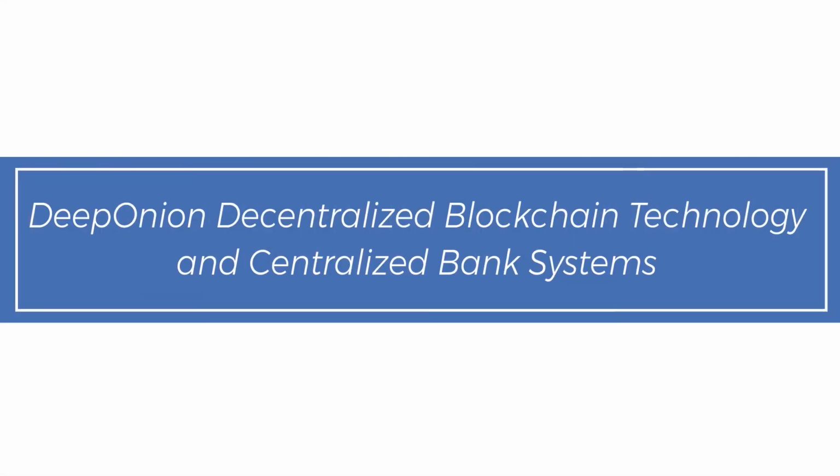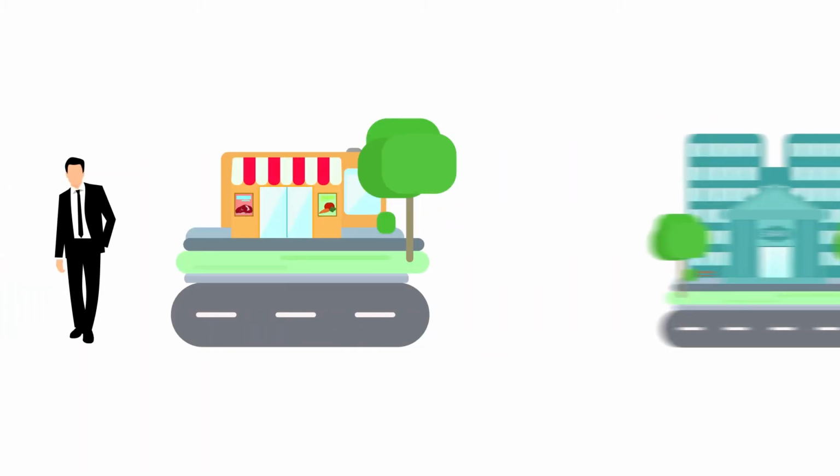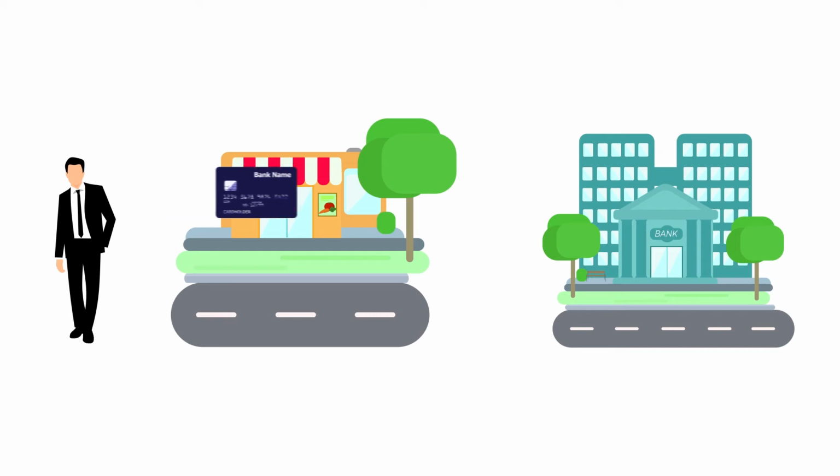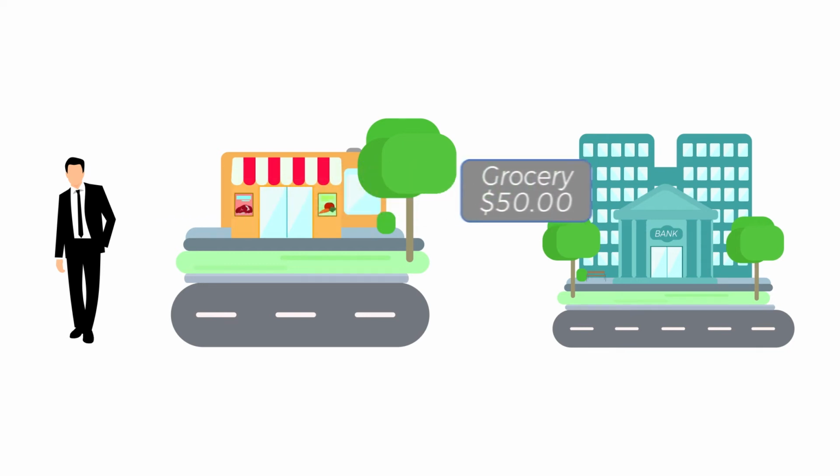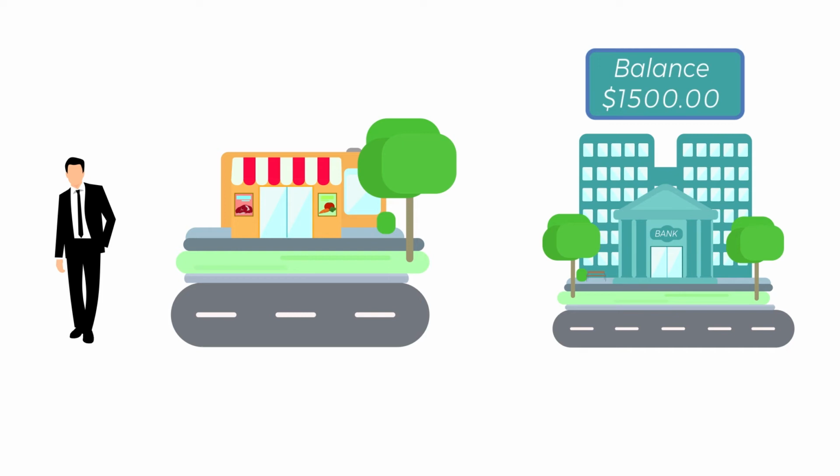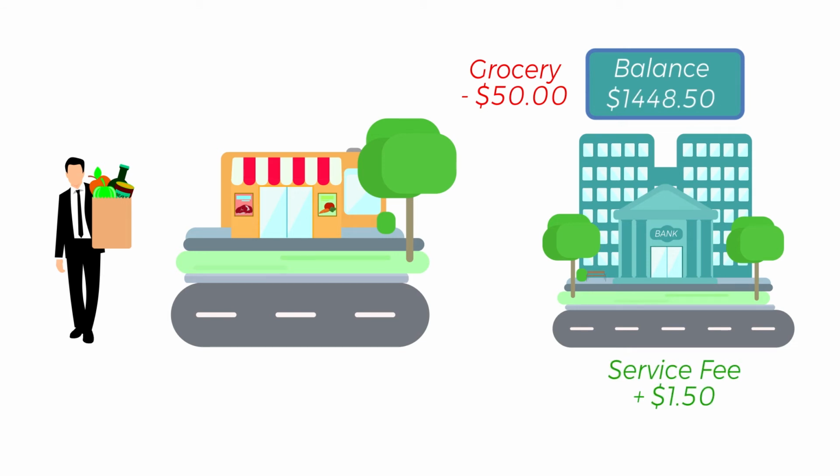DeepOnion Decentralized Blockchain Technology and Centralized Bank Systems. When you go to pay for something at the store using your bank card, a message is sent to the bank. The bank checks to see if you have enough money to pay for it. Then, once you pay for the item, the bank records the payment to the store and decreases your balance. The bank also takes a fee for this service.